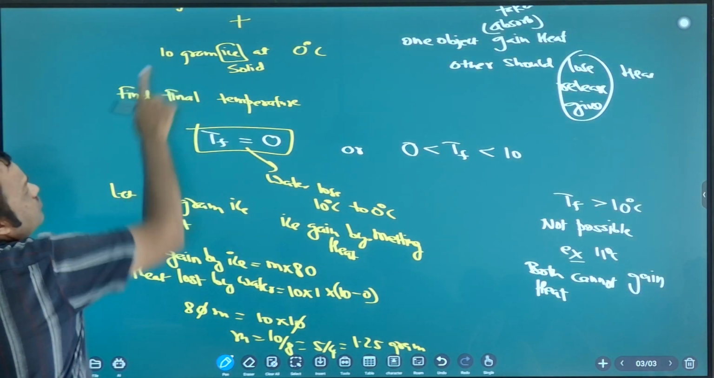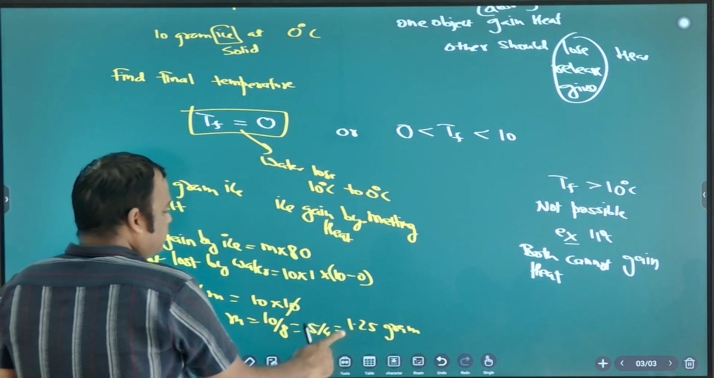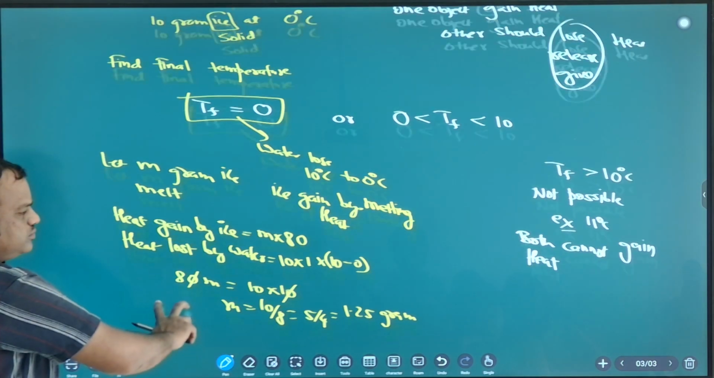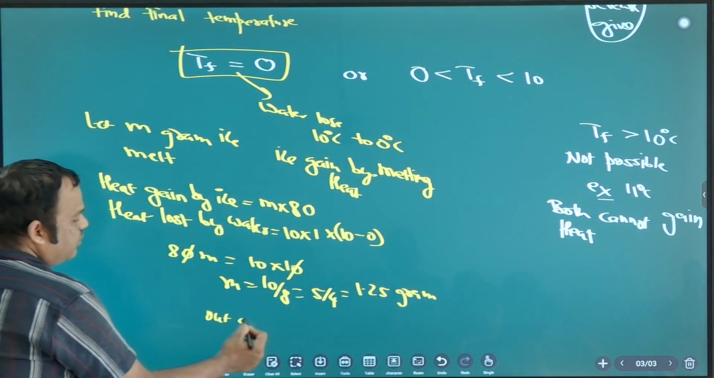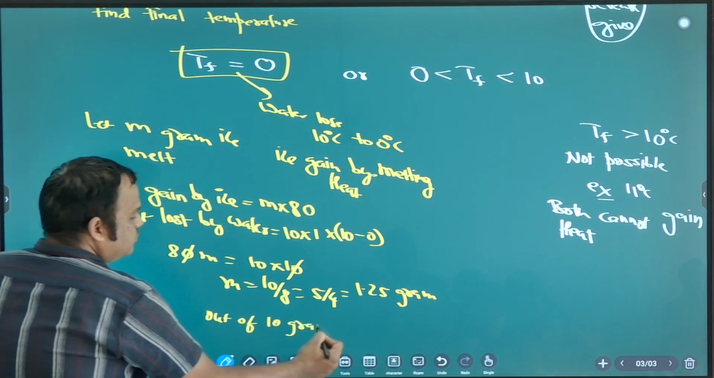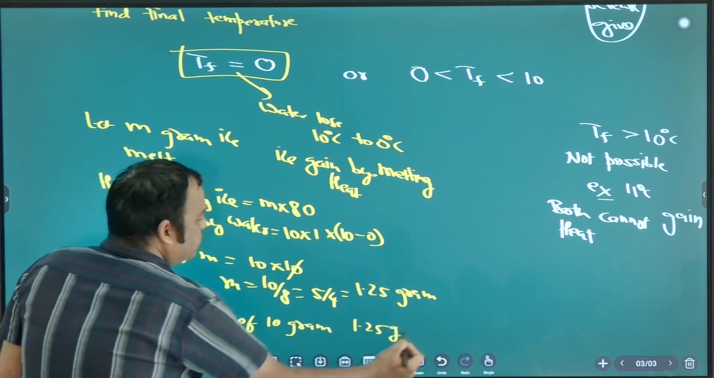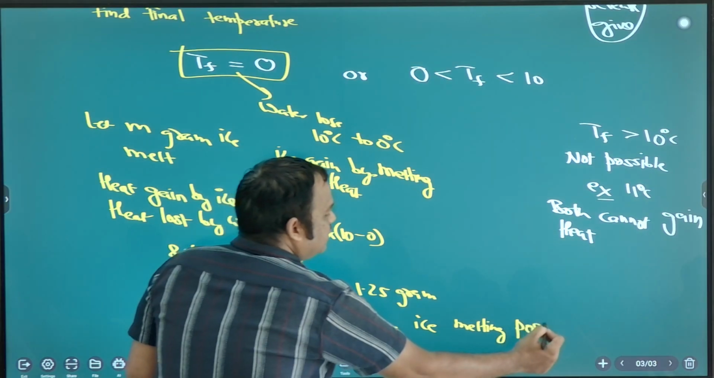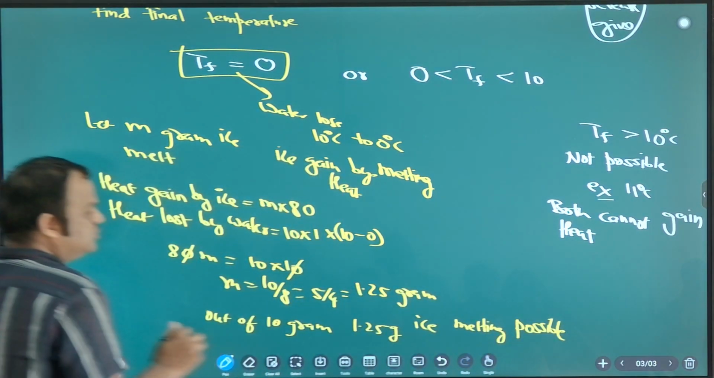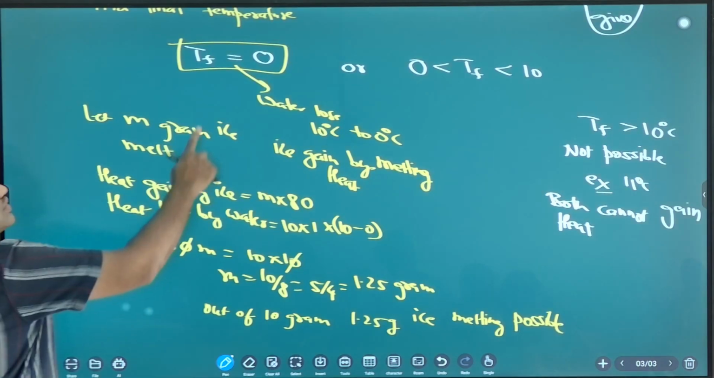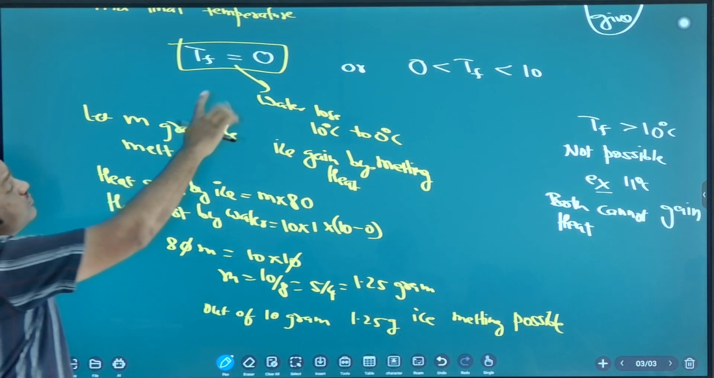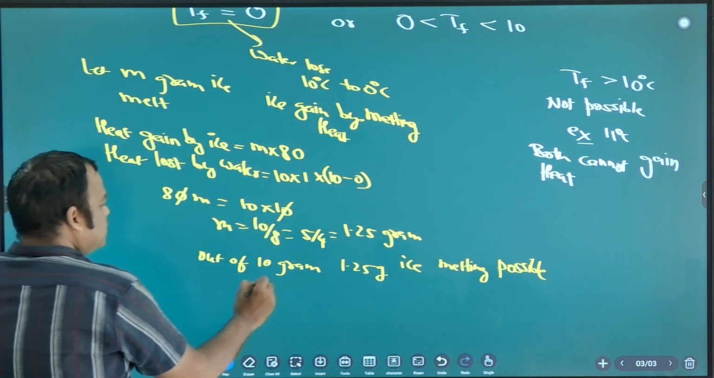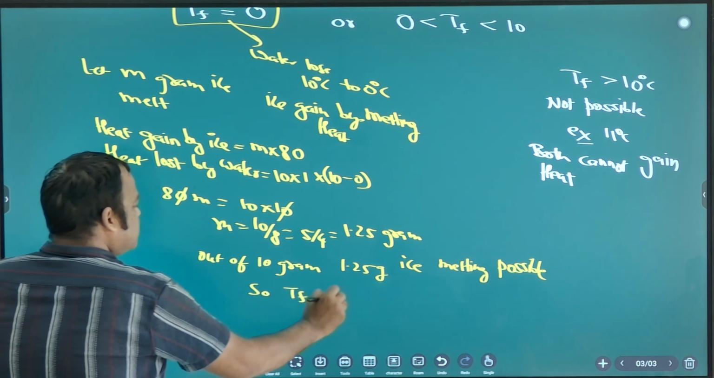So how much ice was there initially? 10 gram. Out of 10 gram, 1.25 gram ice melting is possible. Okay, note down. It is possible. So what is the answer? Tell me then. Final temperature is 0. Note down. So final temperature is 0.